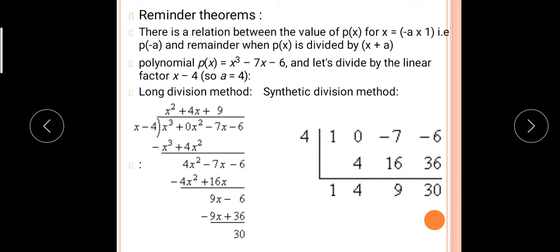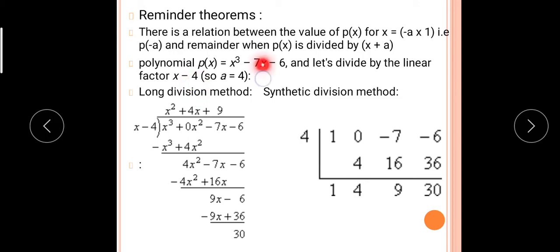In the remainder theorem, there is a relation between the value of p of x for x equal to minus a, that is p of minus a, and the remainder when p of x is divided by x plus a. By example it will be clearer. The example of the remainder theorem is the polynomial p of x equal to x cube minus 7x minus 6. This is the given polynomial, and let it be divided by the linear factor x minus 4.